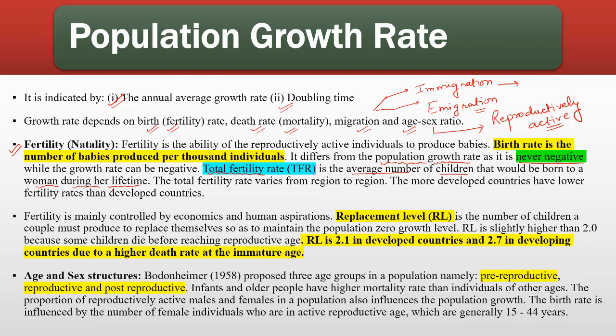The total fertility rate varies from region to region. Obviously, because of the availability of natural resources in that particular area, the mindset of the population, and the psychological inclination of that population, which is a very crucial factor in determining the fertility rate of that particular area.